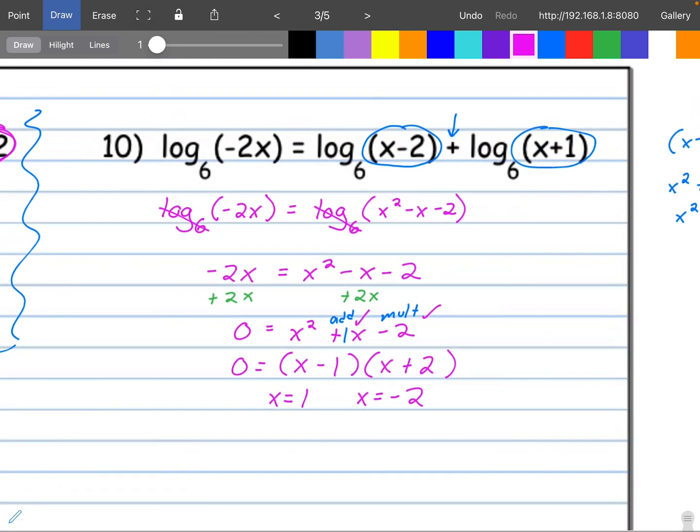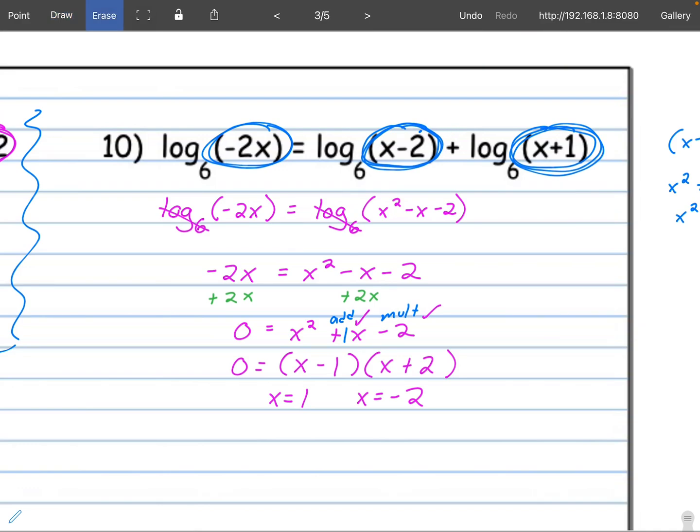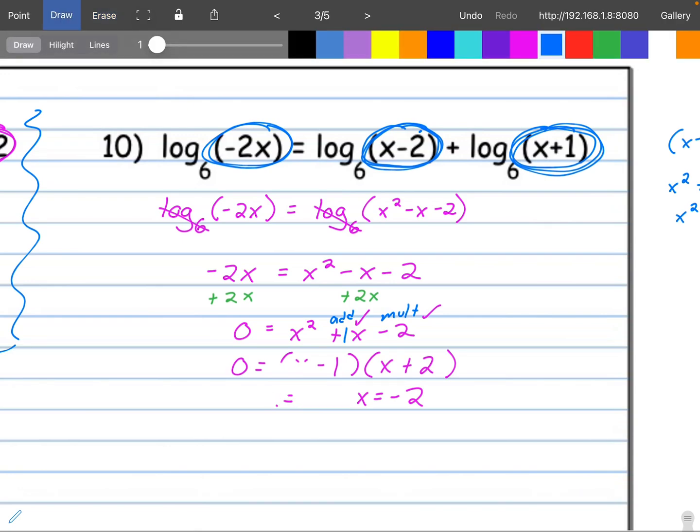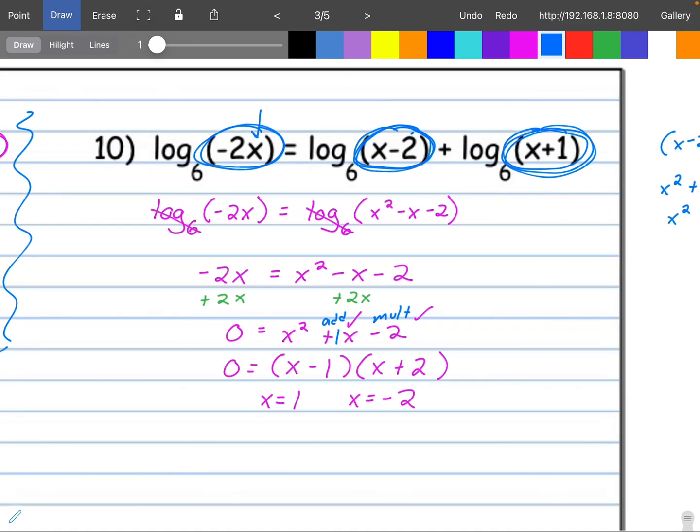Now I need to check both of these answers and make sure that they work in our original logs. So here, that must be a positive number after I plug in. This must come out to be a positive number, and this must come out to be a positive number. If any of those comes out to be either 0 or negative, then I automatically am going to throw that answer away, because it won't matter if it works in the others. It has to work in every single one. So we're going to start by checking our 1. So if we check our 1, I'm going to plug it in.